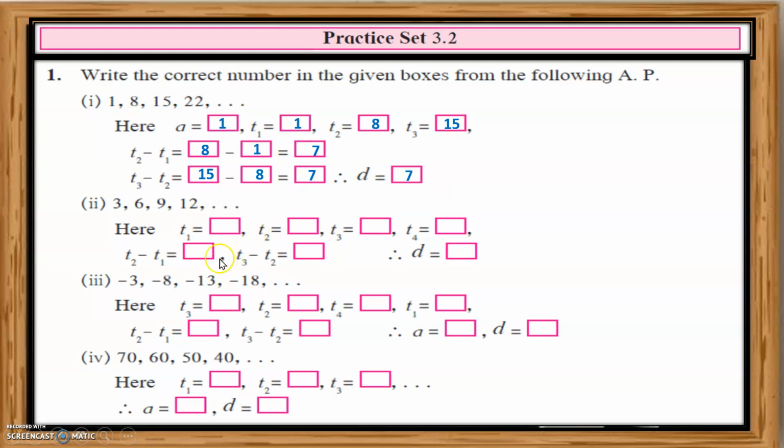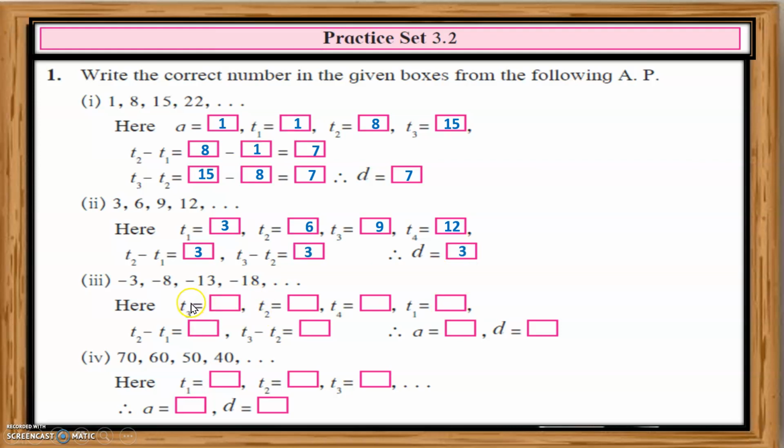Similarly, let's go to the next question. T1 here will be 3. T2 will be 6, T3 will be 9 and T4 will be 12. T2 minus T1 will be 6 minus 3. Final answer only to be written, that is 6 minus 3 is 3. T3 minus T2 will be 9 minus 6 equal to 3 and therefore D will also be 3.